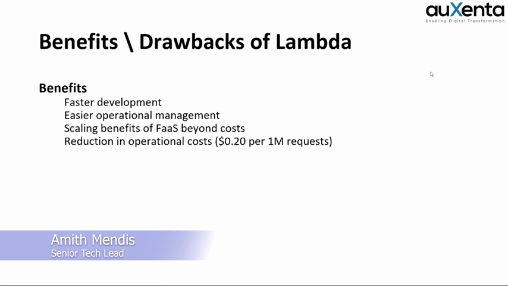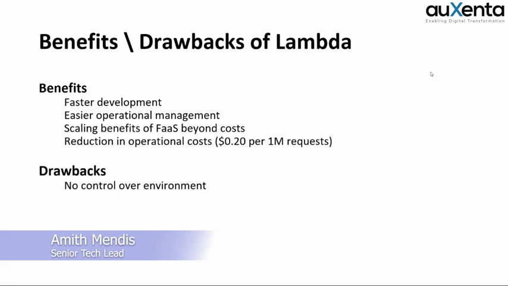Reduction in operation costs. You can see that normally with 128 MB Lambda functions, you will get $0.2 per 1 million requests. Therefore, it's cost effective. And drawbacks, there are some drawbacks in Lambda.